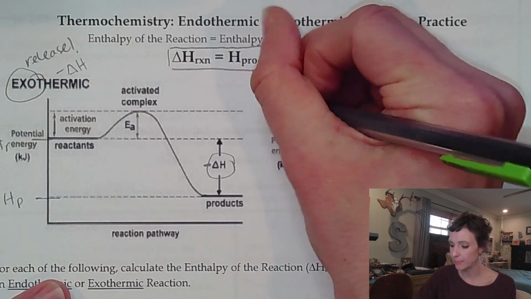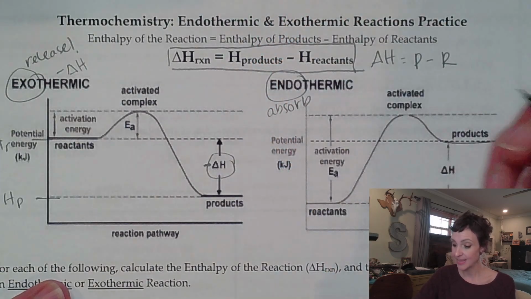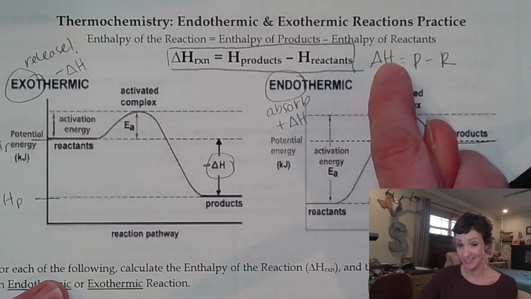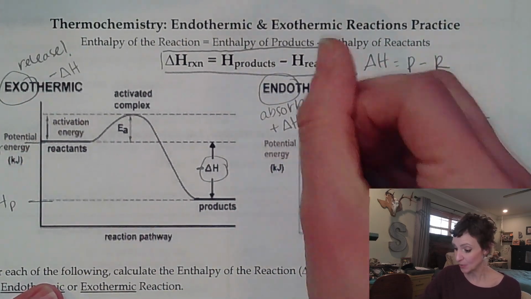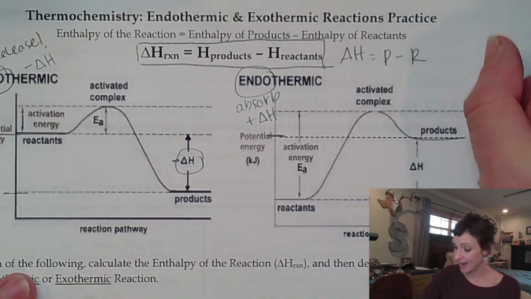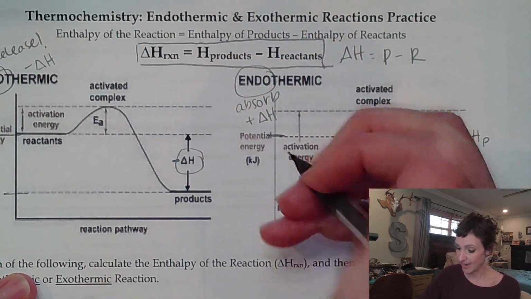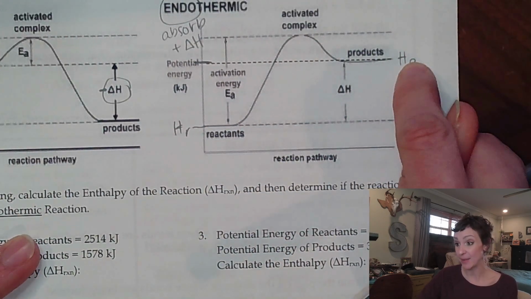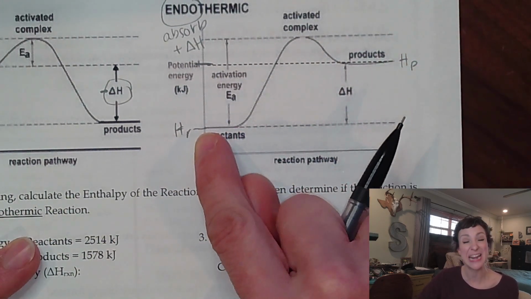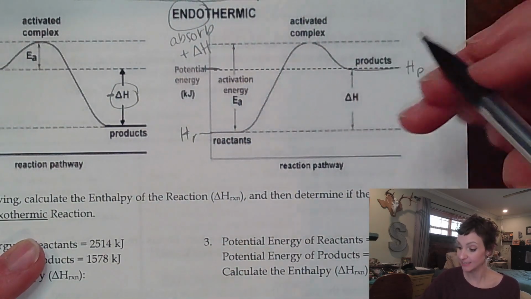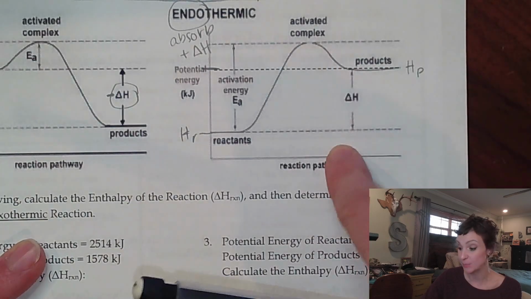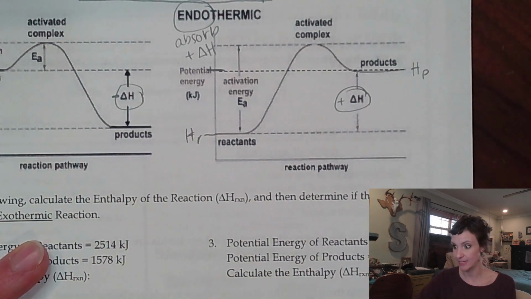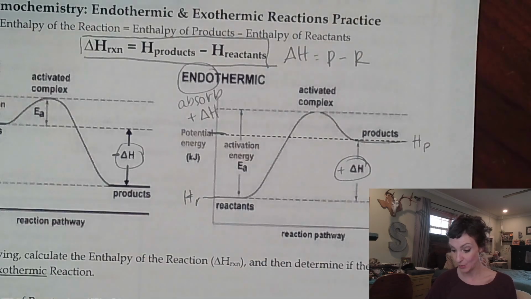Endo is absorb. Remember, coming in. And it's going to be a positive delta H, because by definition, if your delta H is products minus reactants, well, looking here, my products are my higher energy than my reactants. So if it's products minus reactants, here I have a bigger number minus a smaller number. That's how you get a positive delta H. Once again, my delta H is the energy difference between my reactants and my products, and it is positive on this one. Amazing. So now let's do some math with our Big Papa equation down here.